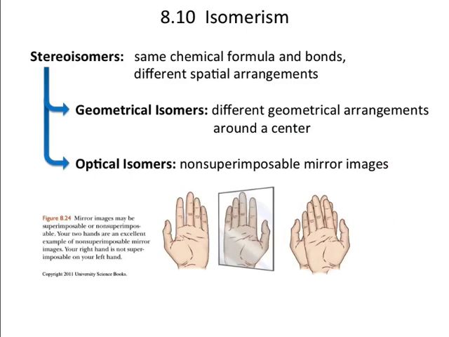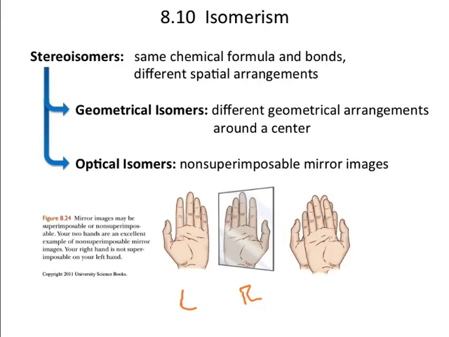Okay, so that's geometrical isomers. The next thing we talk about are optical isomers. Now, these are a little harder to see. Fortunately, your hands are optical isomers of each other. If you take one hand and hold it up to a mirror, you see the other hand. So here there's this person's left hand, and then up in the mirror is their right hand. Well, they're mirror images of each other.